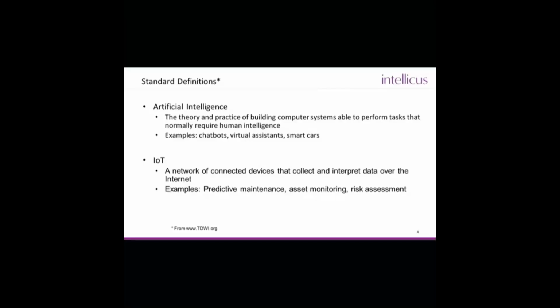The other one that is relatively new and confusing to a lot of people is the Internet of Things, or IoT, a network of connected devices collecting and interpreting data all over the Internet. And again, some examples here are predictive maintenance. When do we think a part may be failing or will fail? Asset monitoring and risk assessment. These are all examples of how we're using the IoT environment today.